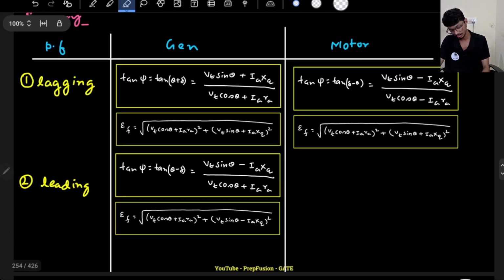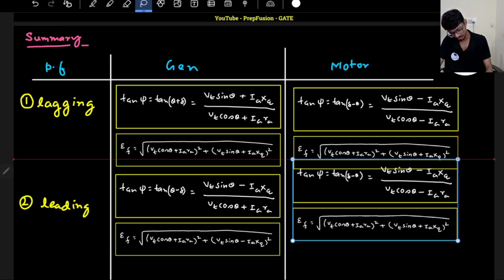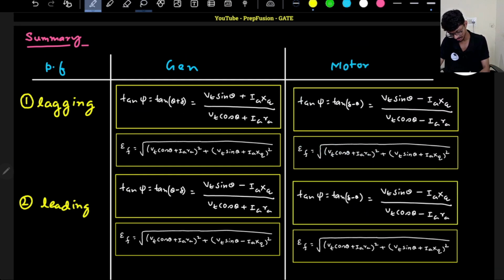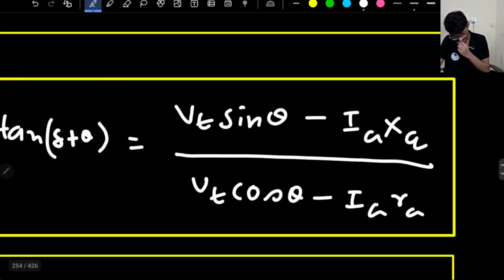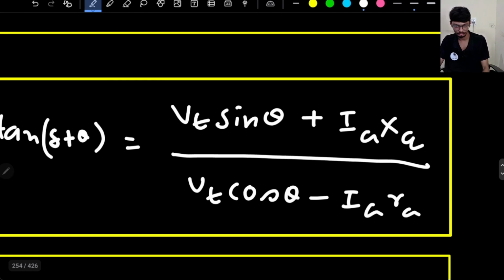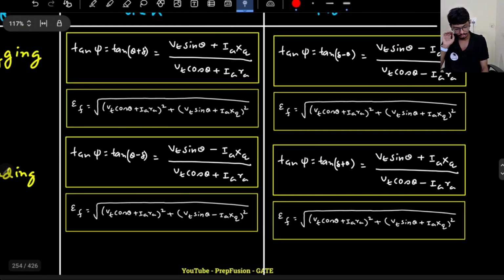Okay, and here what will happen? Here also the same thing, because you will just replace theta with minus theta, so this will become plus now. So IQXQ will be plus now. It will not be negative. But this will still be negative because your IA has been replaced by minus IA. This will still be negative.